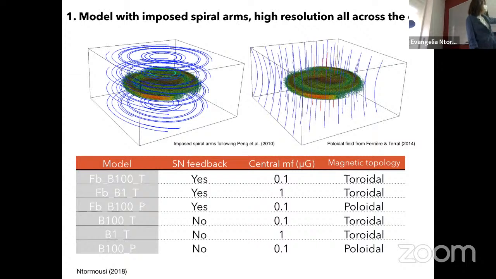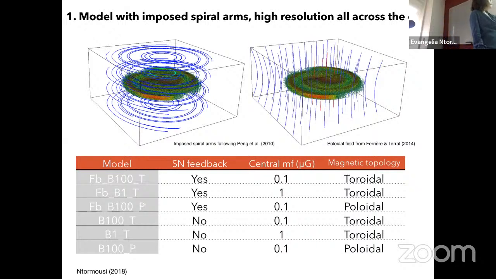So here you see the disk with its spiral arms right from the beginning, with toroidal and poloidal magnetic fields. And this is a list of the models. Probably you don't see them very clearly. Some of them have FB in front. This stands for feedback. It means that we create new stellar particles where certain criteria are satisfied. And then these new stellar particles, after a certain time, explode as supernovae, so they give thermal energy back to the gas.